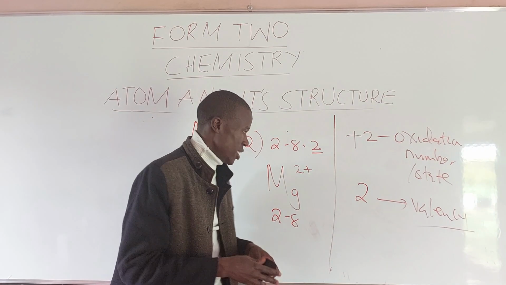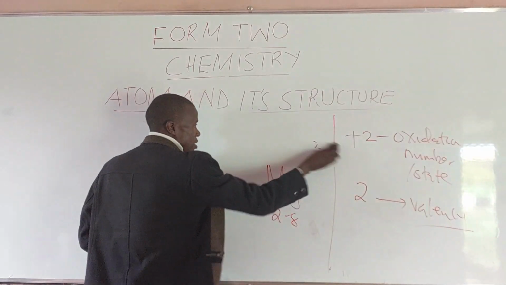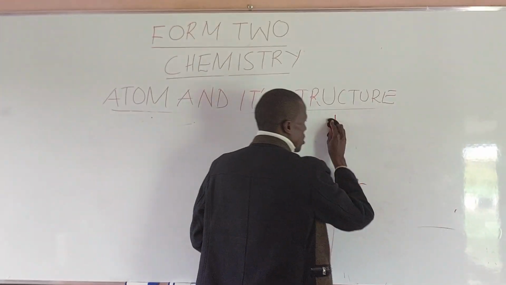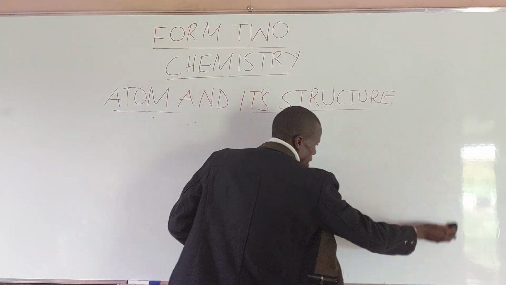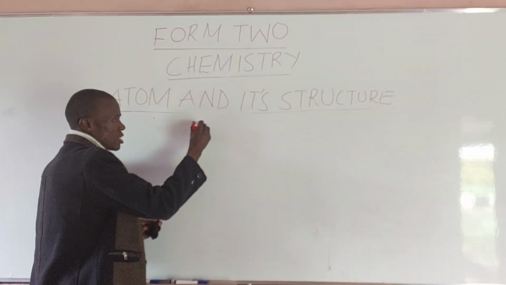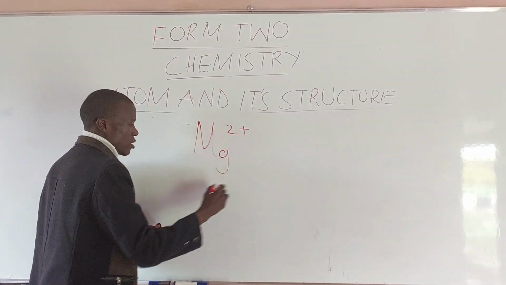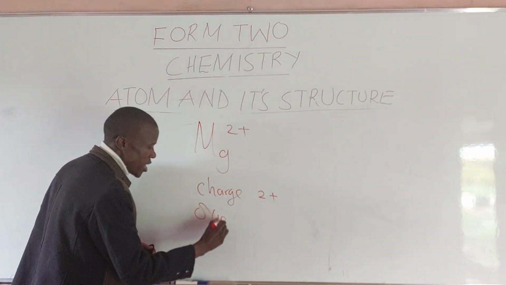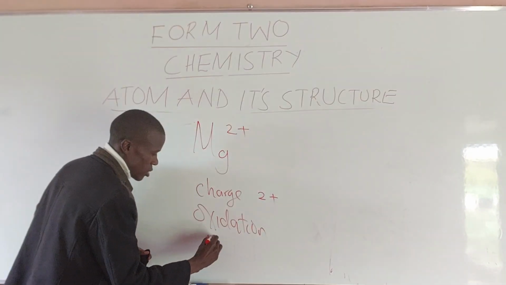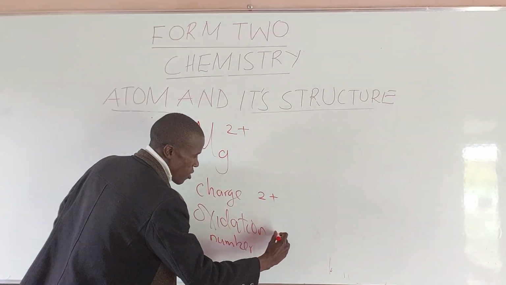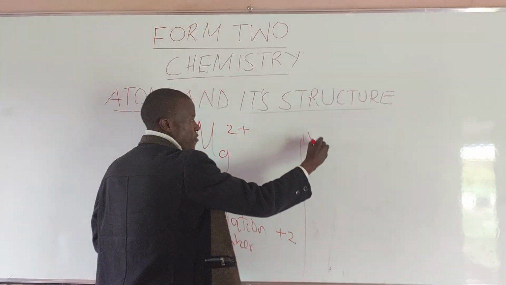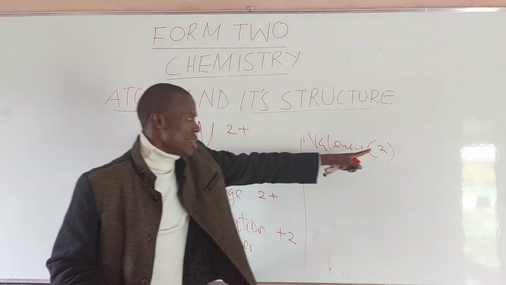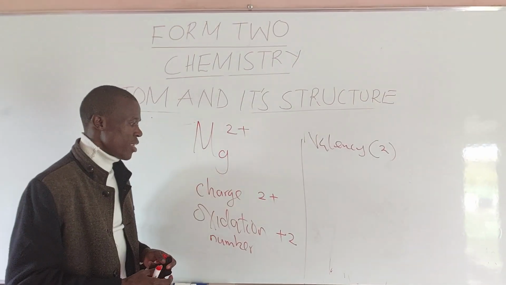So learners, we can summarize to make you understand properly the difference between the valency, oxidation number, and the charge. An example is magnesium ion. The charge is 2 plus. Oxidation number, the sign comes before the number. Valency, we just write the number. This number here is the combining power of that element.